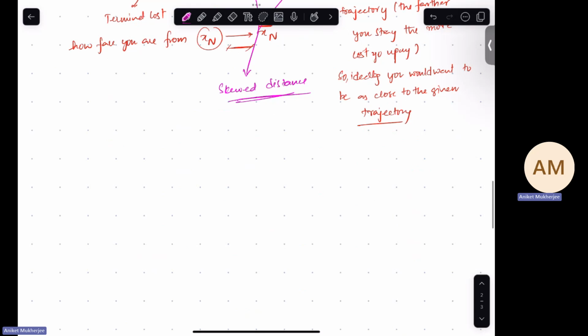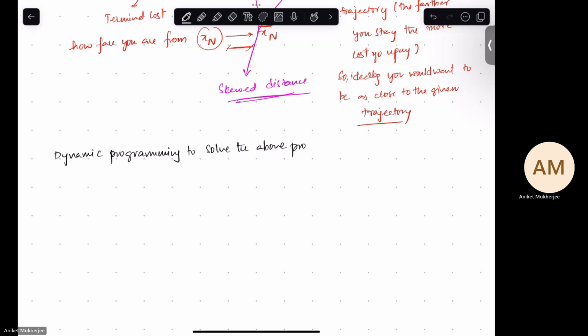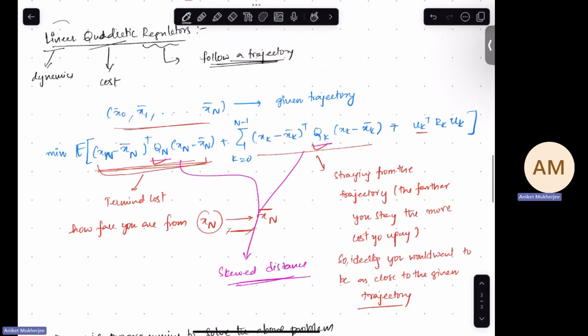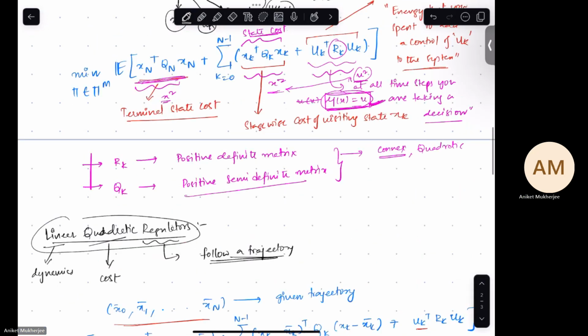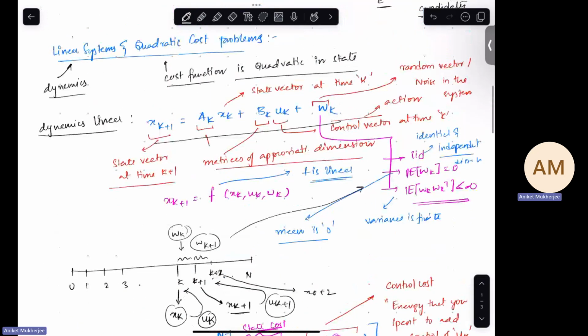Okay. So now what we'll do is we'll use dynamic programming to solve the above problem. Not the linear quadratic regulator, but the linear systems and quadratic cost problems.